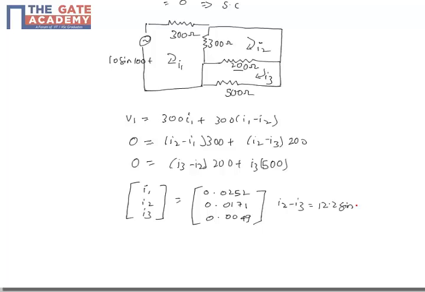Since it is a sinusoidal source, we will have the same frequency current here because we have only resistors. So from the expression we know that K1 is equal to 12.2 and K2 is equal to 100. So which means K1 K2 is equal to 1220.